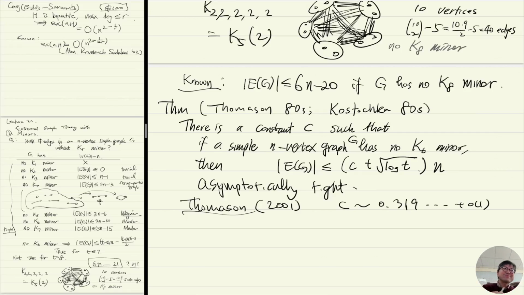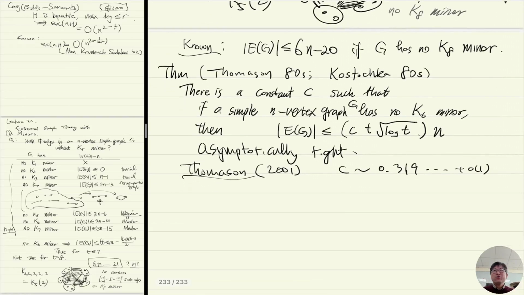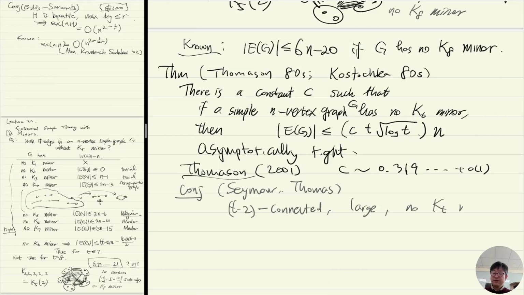Okay. Now, we may still hope that our fake bound still works for certain cases. So here's a conjecture by Seymour and Thomas, which says that if the graph is t minus 2 connected and large and has no Kt minor and simple, then the number of edges is what you expect.